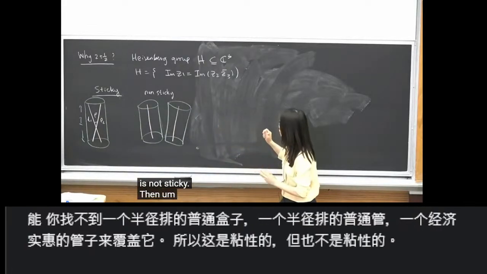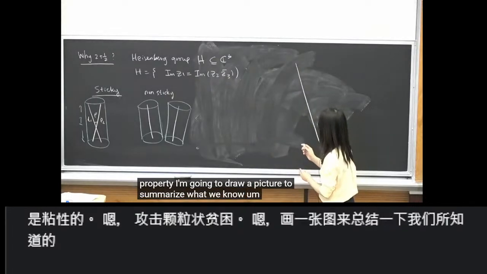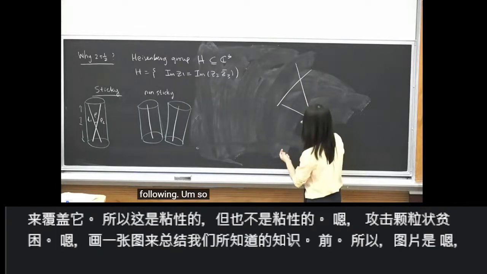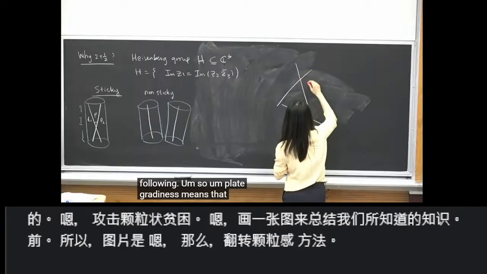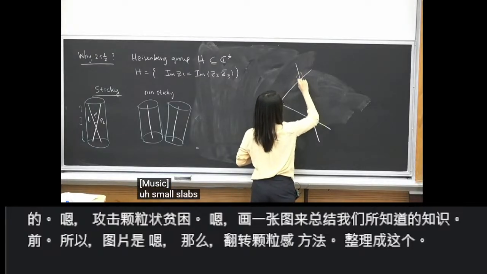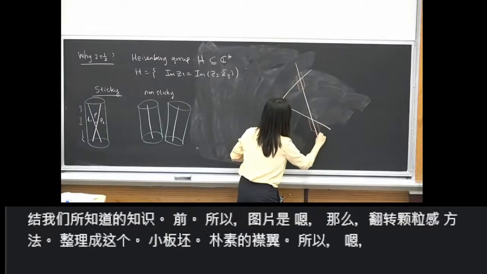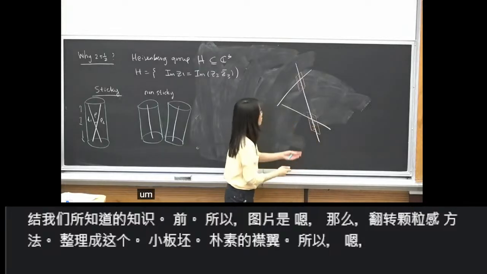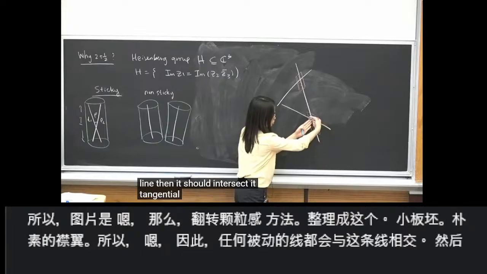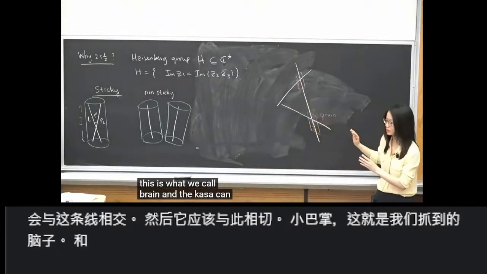Then, for the graininess property, I'm going to draw a picture to summarize what we know before. So the picture is the following. Graininess means that the Kakeya set is organized into small planar slabs, so that any line that intersects this line should intersect it tangential to this little slab, and this is what we call a grain. And the Kakeya set can be decomposed into a union of slabs.